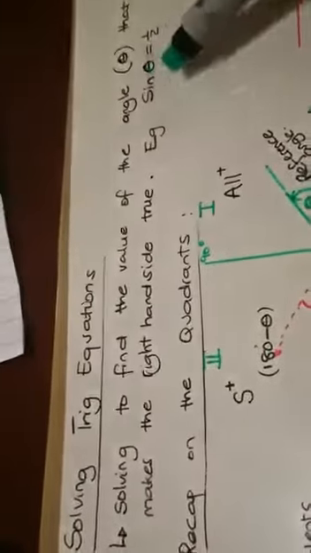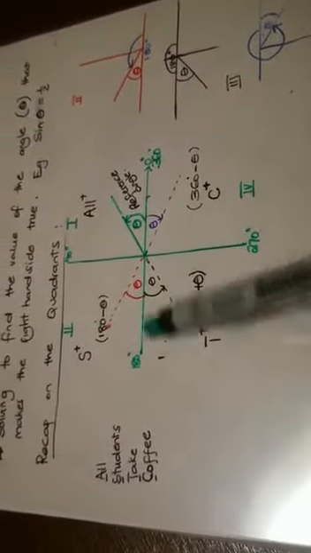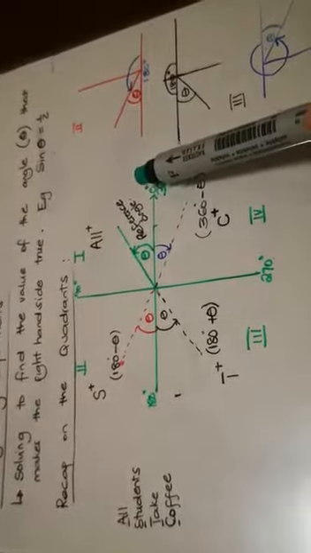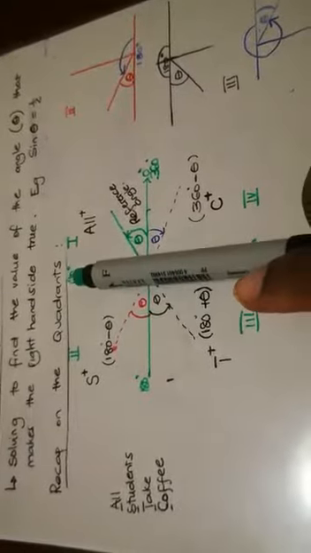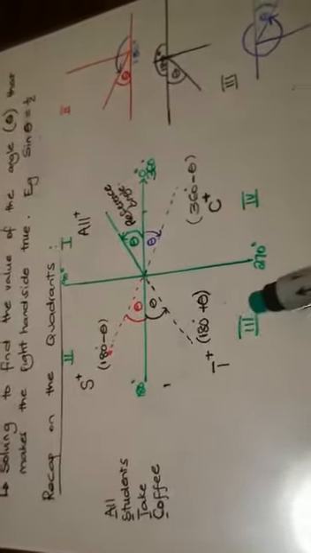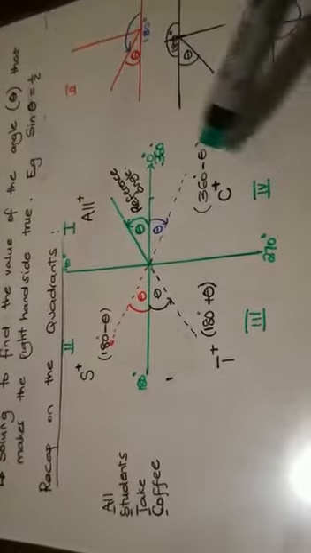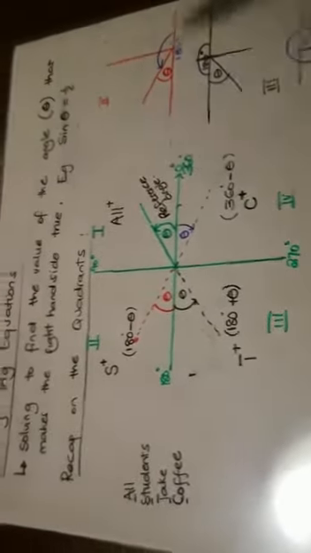Before we solve for the equations and for theta, we need to work with the 4 quadrants. So let's do a quick recap on the 4 quadrants. We've got quadrant 1, which represents values that are between 0 and 90. Then quadrant 2 for values between 90 and 180, quadrant 3 for values between 180 and 270, and quadrant 4 for values between 270 and 360.